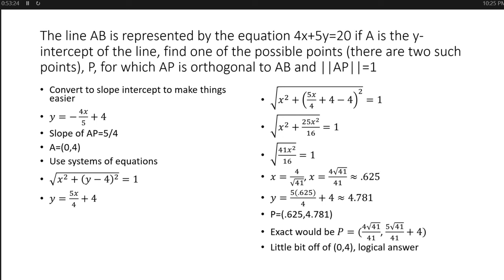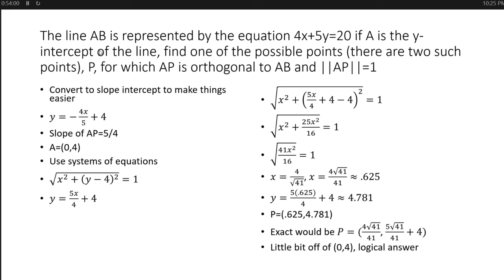All right, next problem. We've got a line AB represented by the equation 4x plus 5y is 20. If A is the y-intercept of the line, find one of the possible points, there are two, for P, where AP is orthogonal to AB and the distance AP is equal to 1. So let's convert this into slope-intercept form because it looks nicer and it's easy to work with, at least in this scenario for me. Maybe it isn't for you, but I like doing things in slope-intercept. Y is equal to negative 4/5 x plus 4.